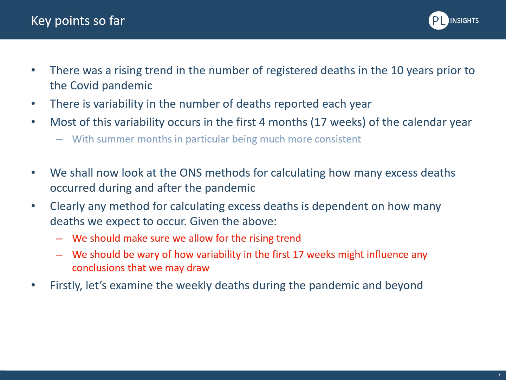Clearly, any method that is used for calculating excess deaths is going to depend on the number of deaths that we expect to occur. Given those findings above, that method should take into account the rising trend, otherwise it's going to underestimate how many deaths were expected in the event. And we should also be wary about drawing any conclusions from just the first 17 weeks of any year, because it's a highly variable period of data, as we've seen. So let's examine now the weekly deaths during the pandemic period and beyond.